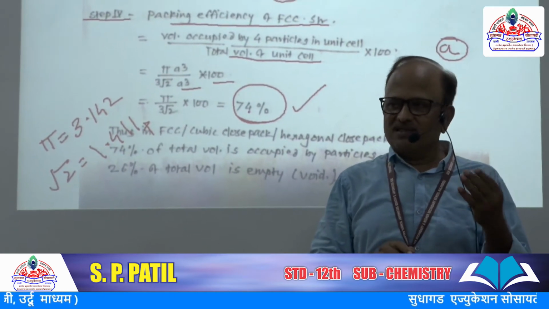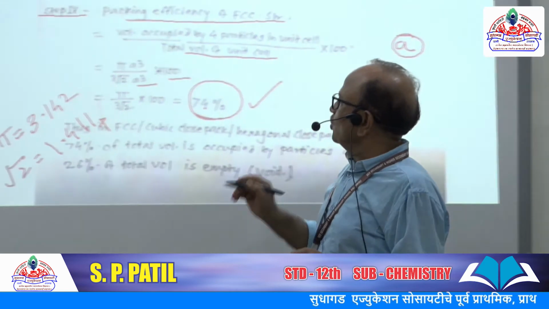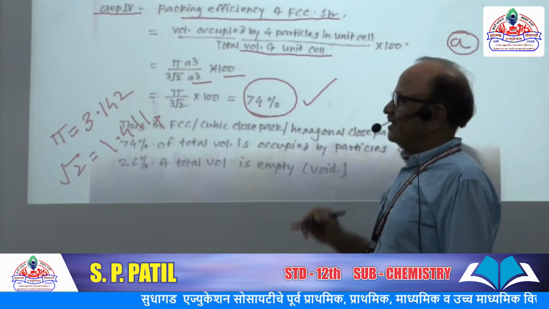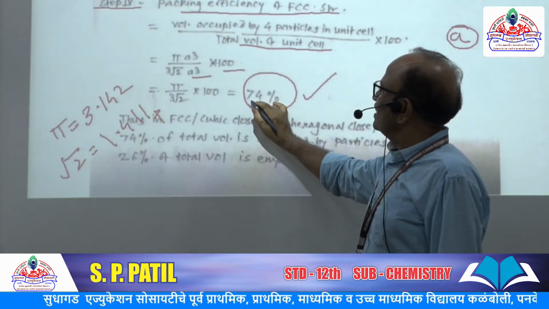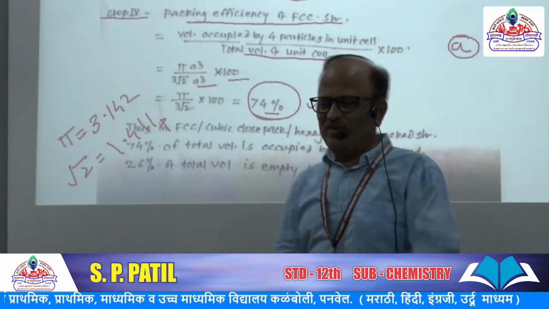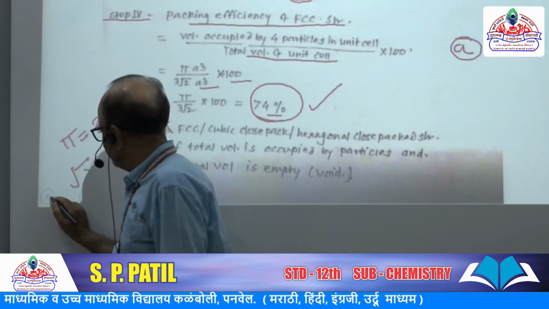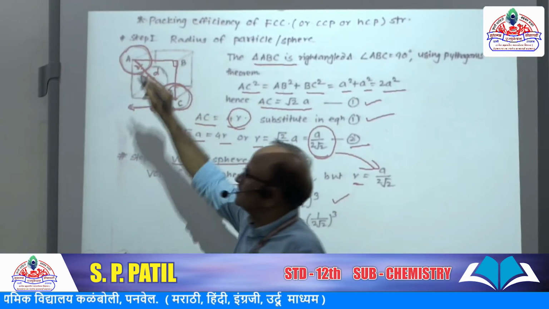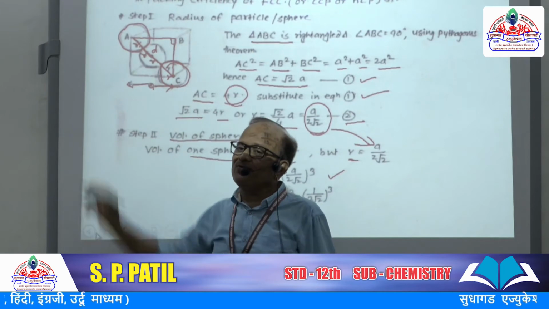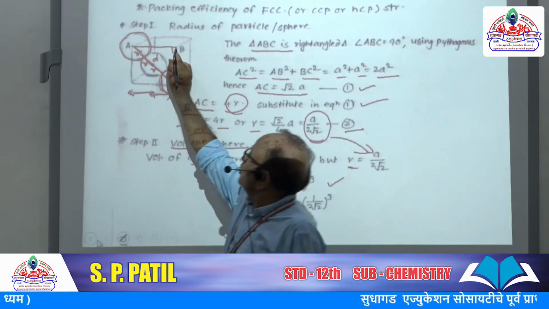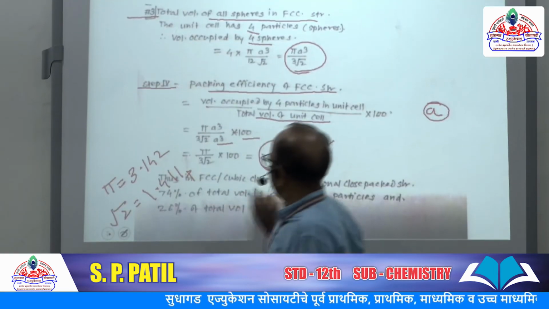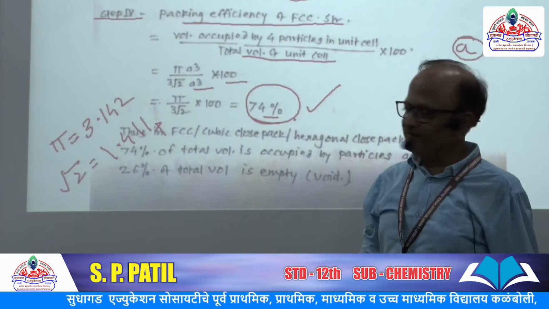There are 4 particles, 4 spheres. So if the cube is considered as 100%, then out of this 100%, 74% volume is occupied by the 4 spheres which are accommodated in that structure. So in this face-centered cubic structure, this is the volume occupied by particles from the total volume of the cube. So its packing efficiency is 74%.